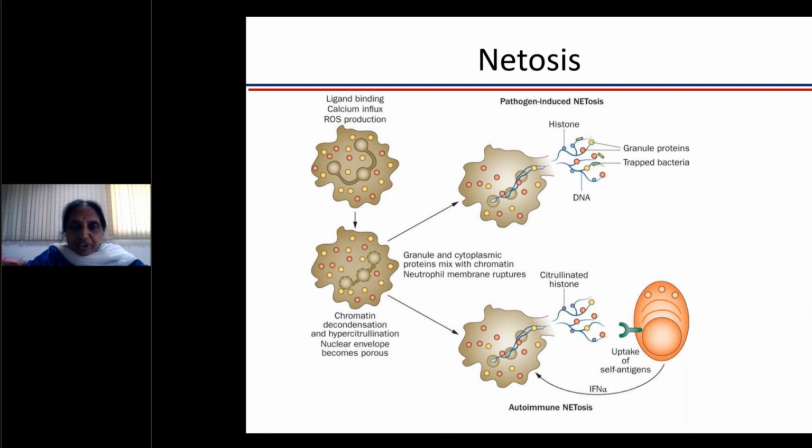This is a phenomenon which happens because there is citrullination of the histones, and these citrullinated histones, and there is nuclear decondensation. So this is one form of cell death, as we have apoptosis.